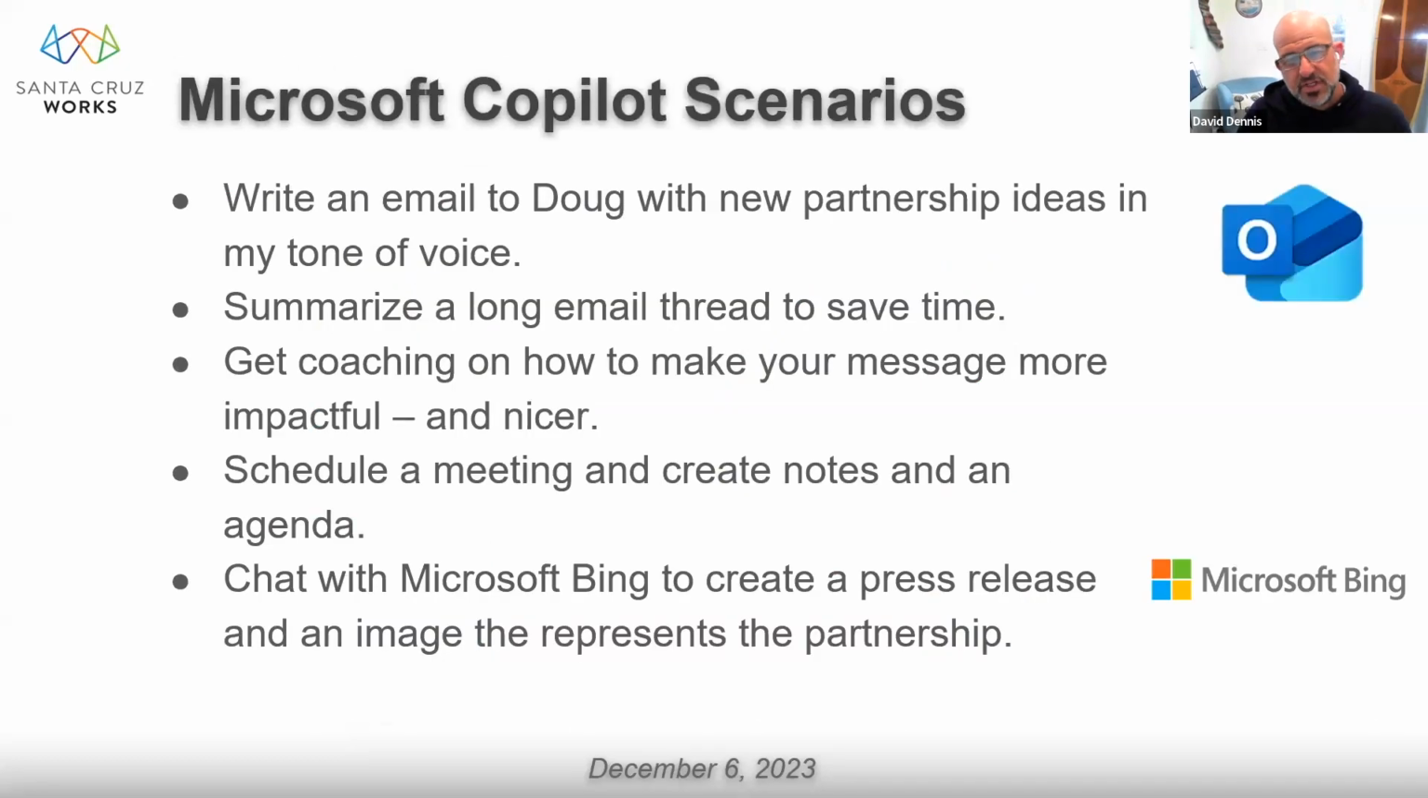So the scenarios we're going to talk about are, I'm going to write an email to Doug about new partnership ideas, but I'm going to do it in my tone of voice. Although the AI is going to help create the email, it's going to sound like how I write, and I'll show you how that works in a second. We're going to summarize a very long email thread that'll help save time and just get to the root of what's being said without having to read a really long thread. I'm going to get some coaching on how to make a blunt message sound a little more impactful and respectful and nicer. And we'll schedule a meeting and create notes and an agenda automatically based on an email thread.